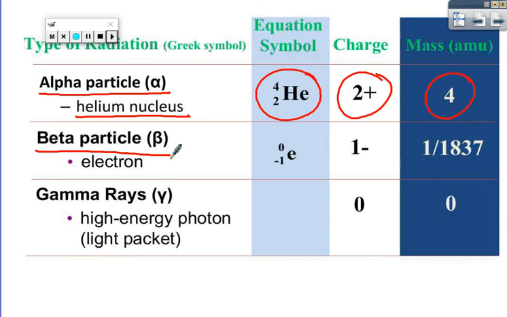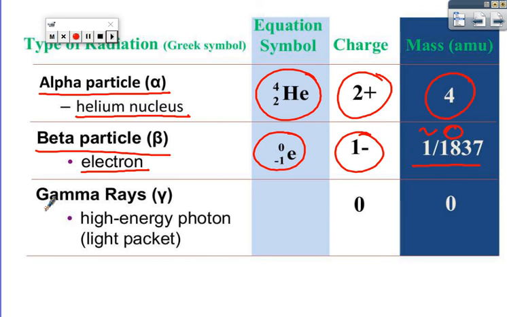The second type of radiation is beta. If you are losing beta radiation, you are losing beta particles, you're losing electrons. So the radiation symbol is that of an electron with a -1 charge. When you lose an electron, you result in a minus 1 charge being shot off. The mass is 1 over 1,837, which is approximately 0, so you're not really losing any mass. With alpha you are losing 4. With this one you are not losing anything.